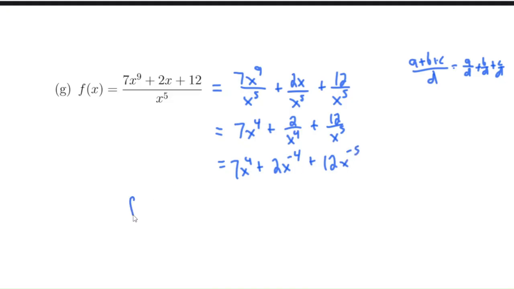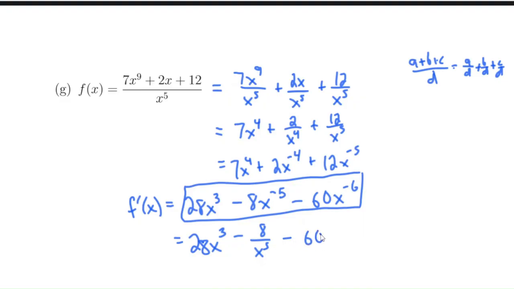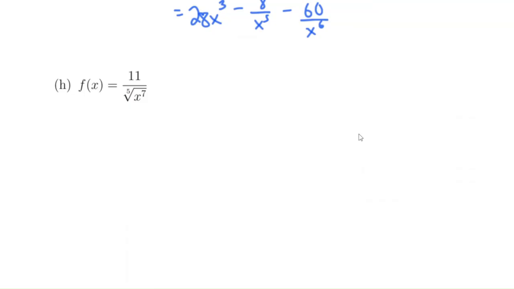So now let's take the derivative. The derivative is going to be 28x cubed. And then multiply the negative 4 times 2, that'd be minus 8x to the minus fifth. And then we're going to get minus 60x to the minus sixth power. So this is our answer. And you could rewrite this as 28x cubed minus 8 over x to the fifth minus 60 over x to the sixth.